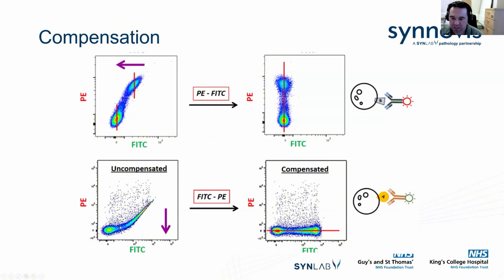Similar down here, again, this population is showing a streak up into this PE region. And if you weren't au fait with what compensation is, then you might think, oh, this population is showing positive for PE. But in fact, once you compensate, it pulls it back down in line, and it shows us that these populations are both PE negative.